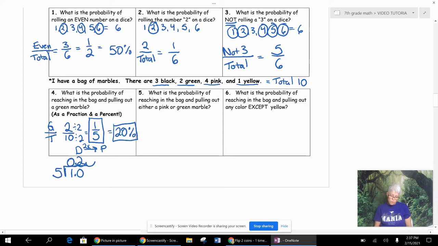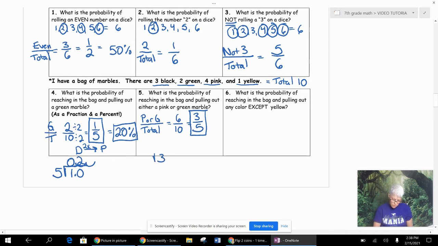What's the probability of reaching in the bag and pulling out either pink or green? All right, so now we're pink or green out of the total. So let's see. We got 4 pink, 2 green. So that's 6 out of 10. I can simplify that to 3 over 5. So there's my fraction. Top in the box.